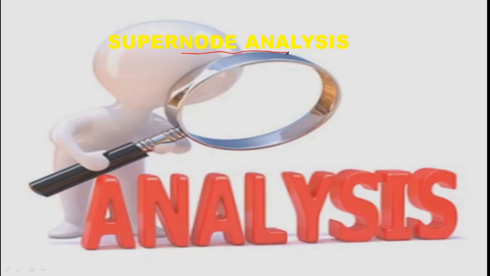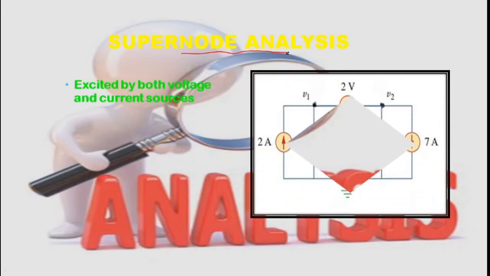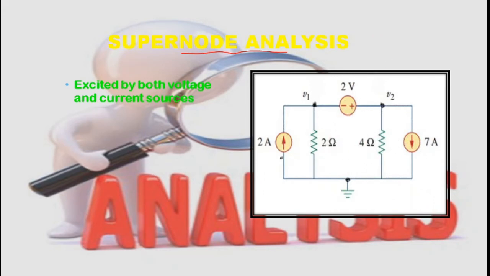Now what happens when the circuit is excited by both voltage source and current source? So consider the circuit here. Here I have two current source and one voltage source. So based on my theory of node analysis, how am I going to use node analysis for such circuits? So that is where we use supernode analysis. It is a technique which is used when a circuit is excited by both voltage and current source.